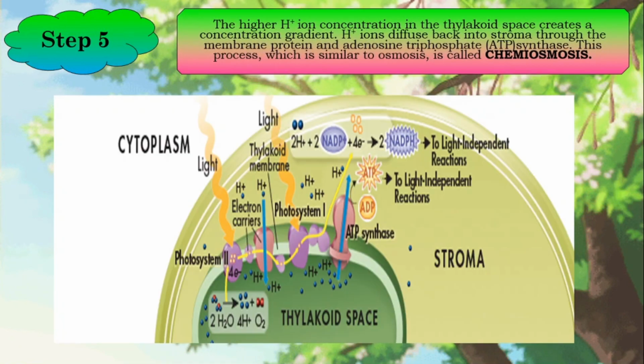Step 5. The higher hydrogen ion concentrations in the thylakoid space create a concentration gradient. Hydrogen ions diffuse back into the stroma through the membrane protein ATP synthase. This process, which is similar to osmosis, is chemiosmosis.